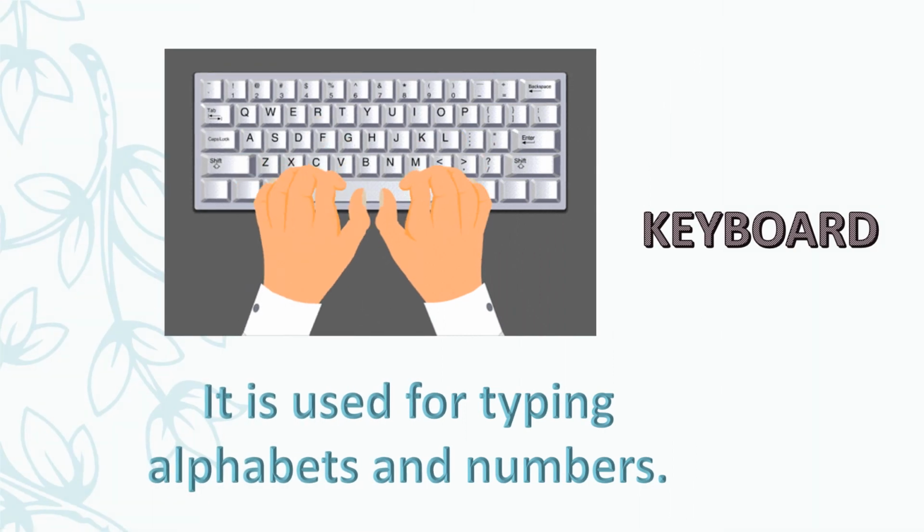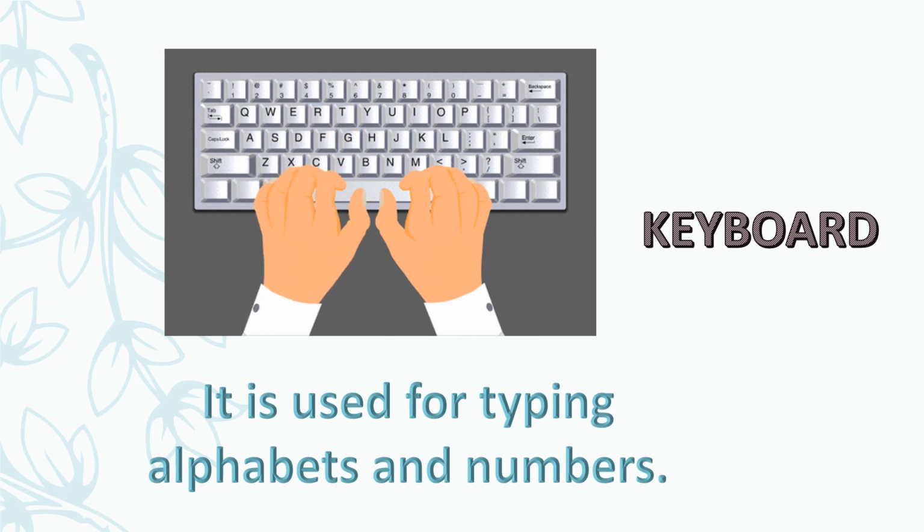Now this is keyboard. KEYBOARD. Okay, now say after me: KEY, key, BOARD, board, keyboard. So if you feel the spelling is long, what you can do, you can break into two parts: key and board. Keyboard. So what is keyboard?